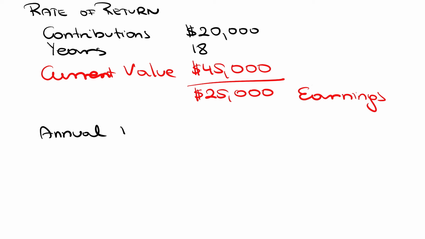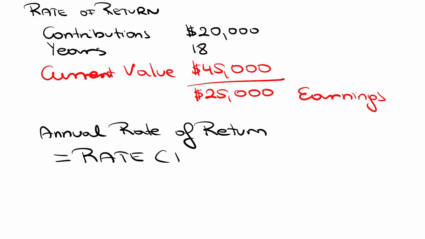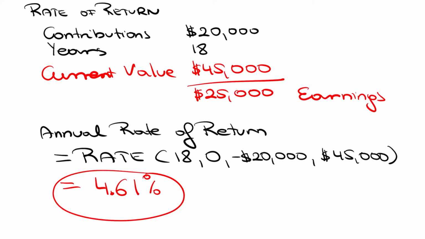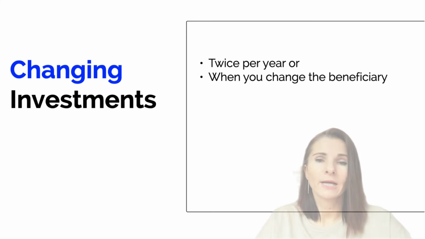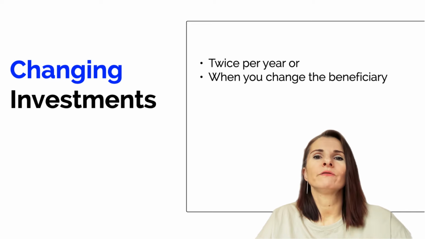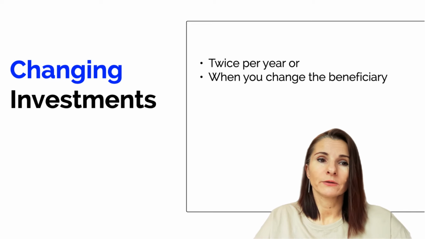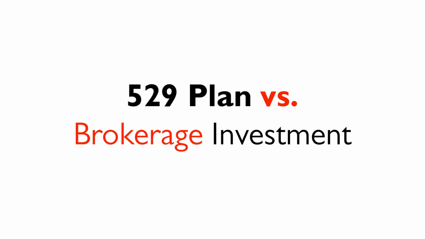To calculate the annual rate of return, you can either use an online calculator or use Google Sheets or Excel and use the rate formula. Once we plug in the numbers, the annual rate of return for this investment would be 4.61% in our 529 plan. Under the current law, you can change your investment twice a year or when you change your beneficiary. Let's compare an investment in a 529 plan versus a brokerage investment.